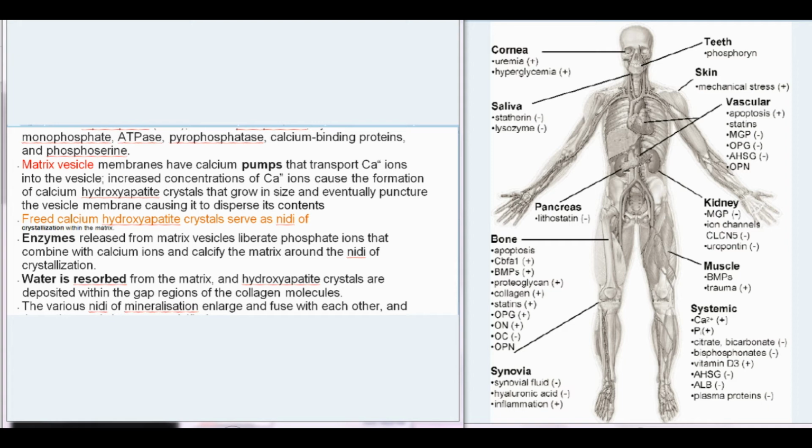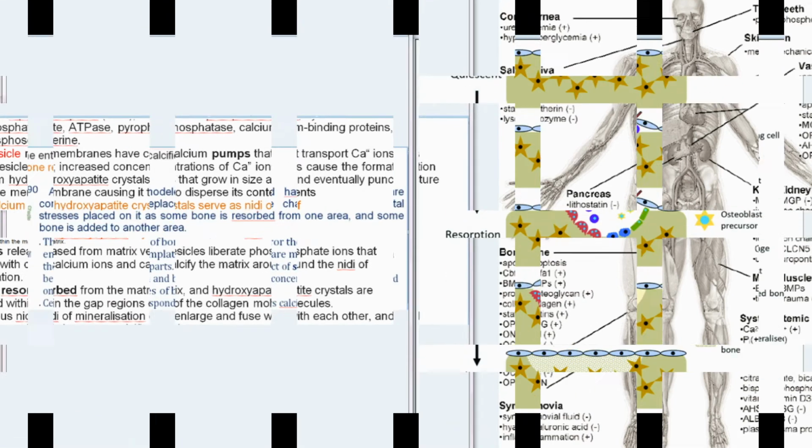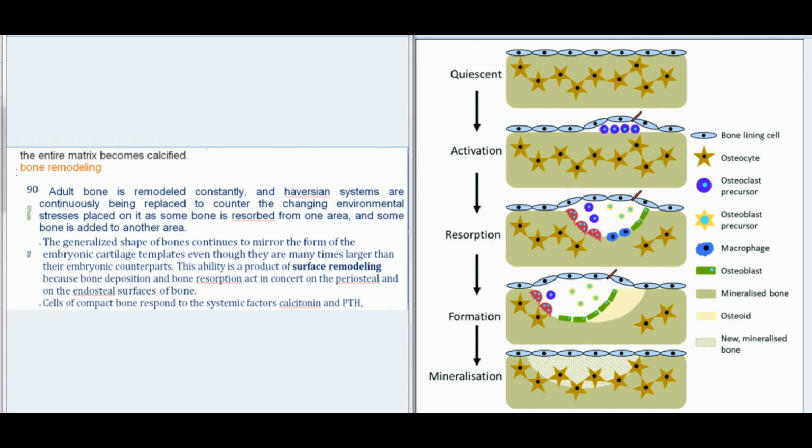Increased concentrations of Ca ions cause the formation of calcium hydroxyapatite crystals that grow in size and eventually puncture the vesicle membrane, causing it to disperse its contents. Freed calcium hydroxyapatite crystals serve as nidi of crystallization within the matrix. Enzymes released from matrix vesicles liberate phosphate ions that combine with calcium ions and calcify the matrix around the nidi of crystallization. Water is resorbed from the matrix, and hydroxyapatite crystals are deposited within the gap regions of the collagen molecules. The various nidi of mineralization enlarge and fuse with each other, and the entire matrix becomes calcified.